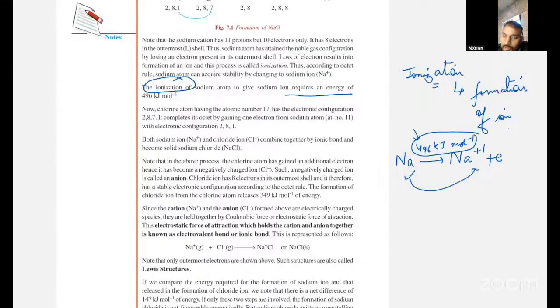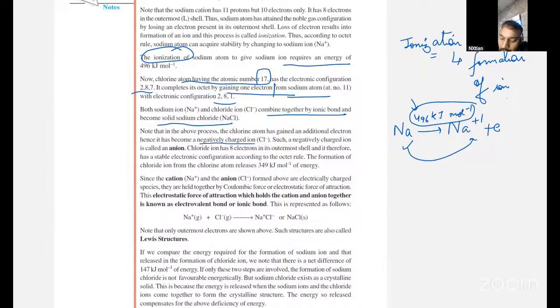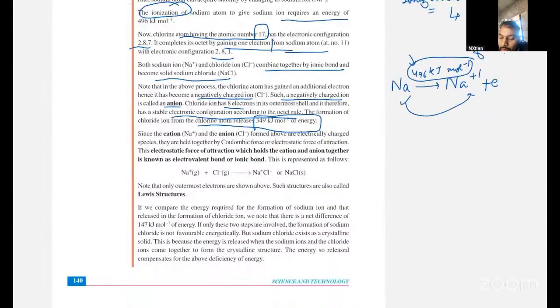Okay. Now, the chlorine atom having atomic number 17 has the electronic configuration 2, 8, 7. So it will gain an electron from the sodium atom, which is 2, 8, 1. Both sodium and chloride ion combine together to form an ionic bond and become the solid NaCl. The negatively charged ion is called an anion, and the chlorine has 8 electrons in the outermost shell. Therefore, it has the stable configuration according to the octet rule, and the formation of chloride ion releases 349 kilojoule mole of energy.